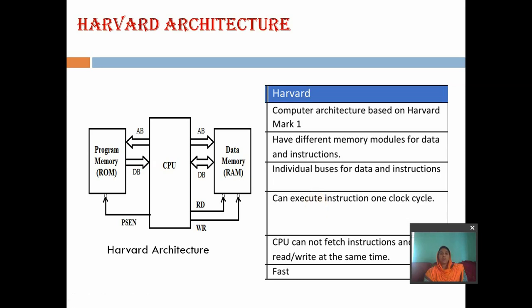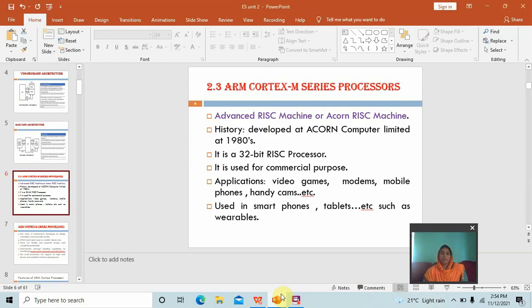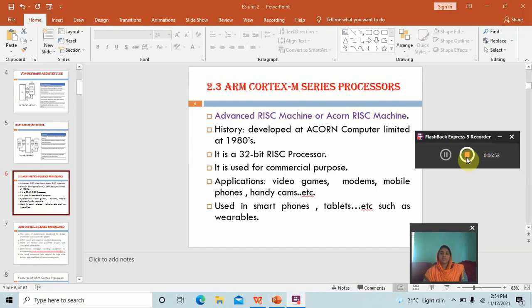Because we have a separate data bus and a separate instruction bus, we can execute any one instruction with one clock pulse. So speed-wise, Harvard architecture is faster compared to Von Neumann architecture. I will explain the next concept in the next class.